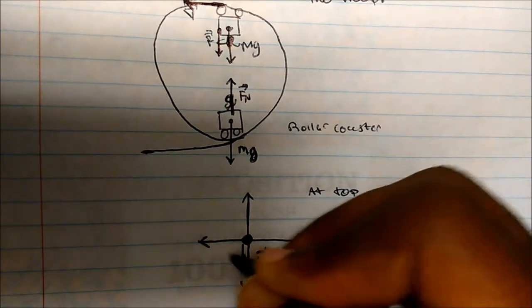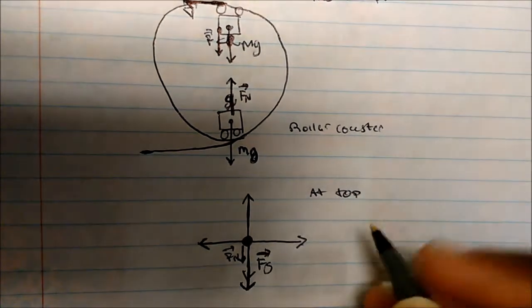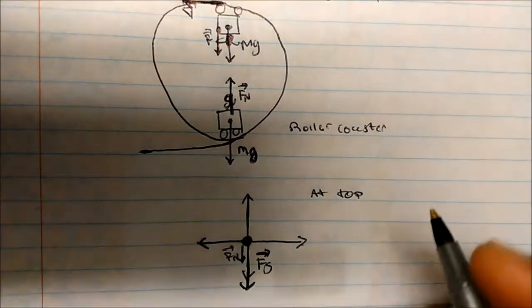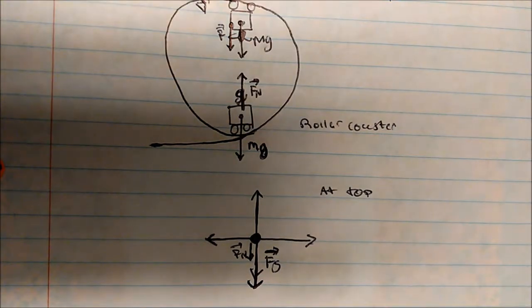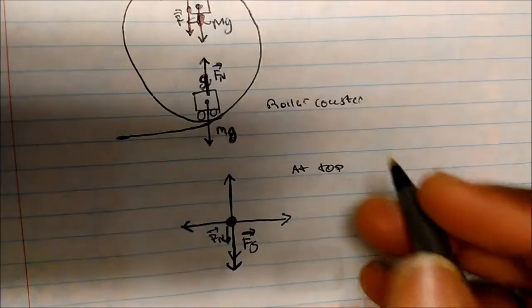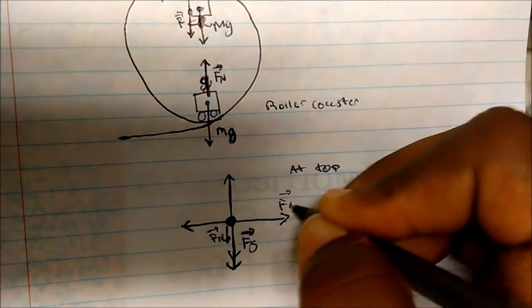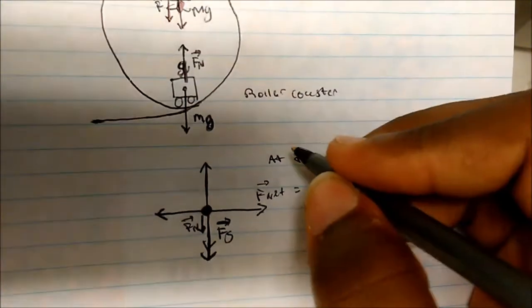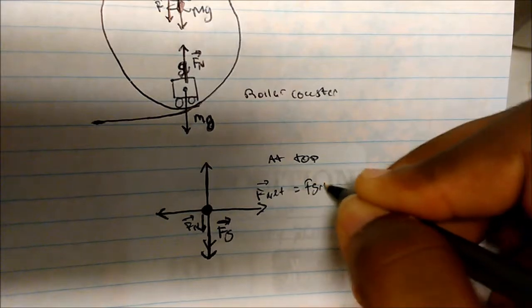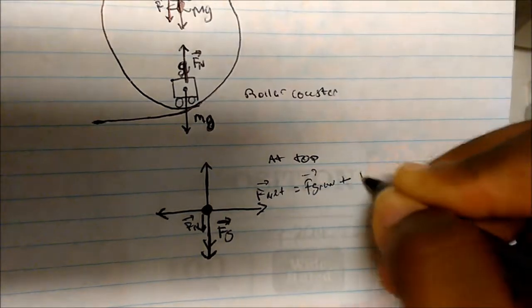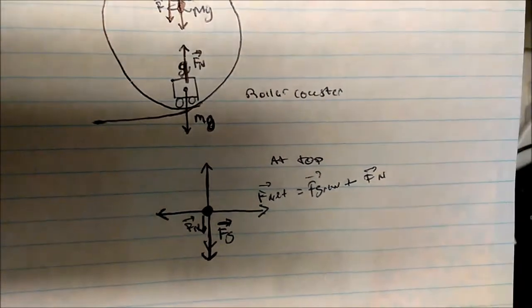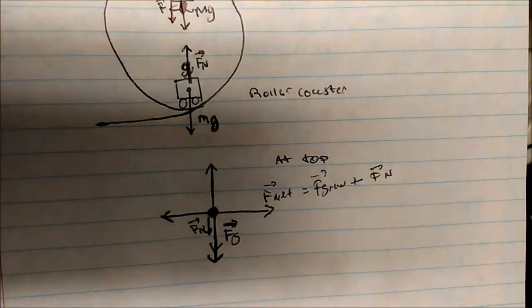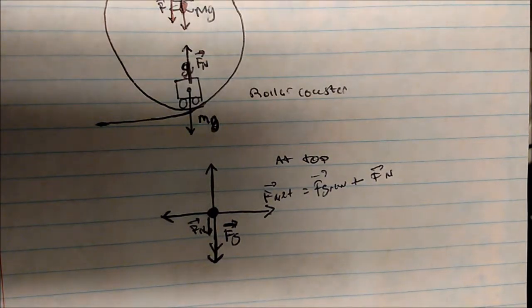Okay, and maybe you could say this is F normal. So there's my gravity, there's my normal force pulling it down. Okay, well, that's nice to know. And so those are the two forces that are there. So therefore, my F net, my net force at the top, will actually be the gravitational force plus the normal force. Okay, so that would be my F net. So that's pretty straightforward, and that's the idea that I want you guys to get.